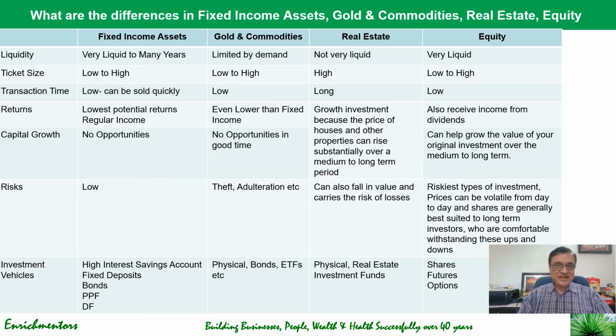The time taken to transact is low, specifically in fixed income assets, which are sold very quickly. Gold takes a bit of time. Real estate takes a long time to sell because it's not very liquid. And equity again has a very low transaction time. Among the categories, fixed income assets have the lowest potential returns, but they provide regular income. Gold and commodity have returns even lower than fixed income, but they're particularly useful in times of financial turmoil. Real estate is a growth investment because the price of houses and other property can rise substantially over a medium to long term period.